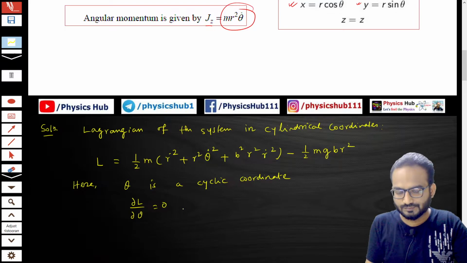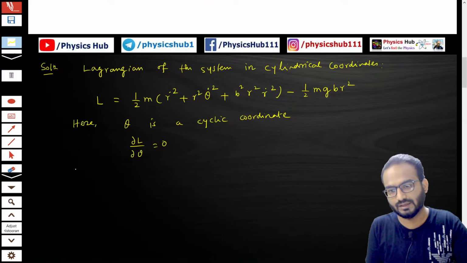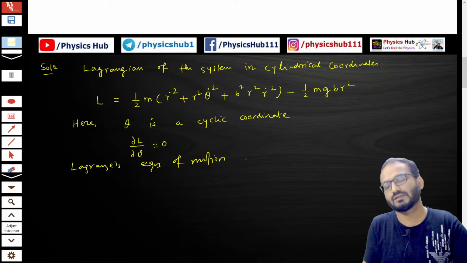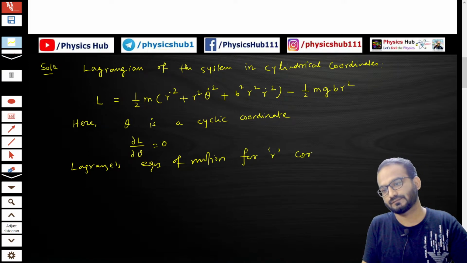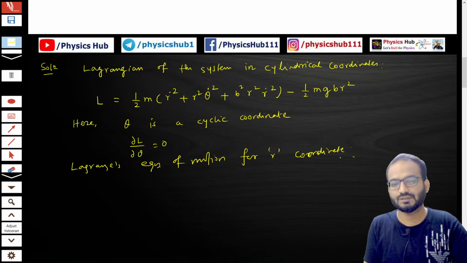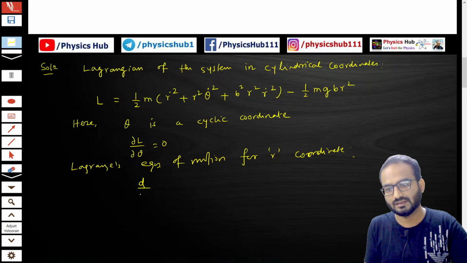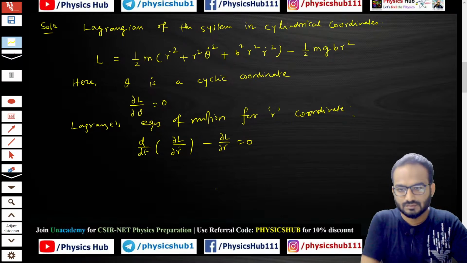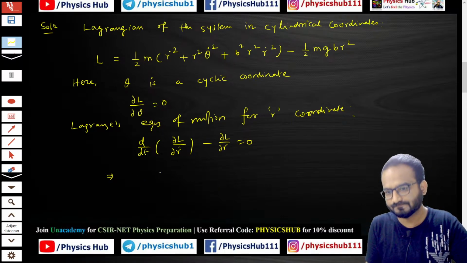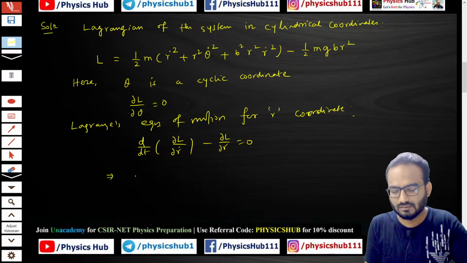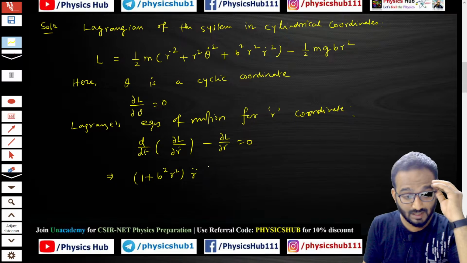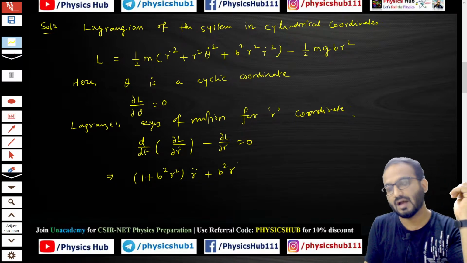Okay, so what you can do, we can write Lagrange's equation of motion for the r coordinate. So d/dt of (∂L/∂r dot) minus ∂L/∂r is equal to 0. This is the Euler-Lagrange equation you have. So if you just put it in this expression, what are you going to get? (1 + b² r²) r double dot. This is the first expression. You will have plus b² r dot². You will get this.